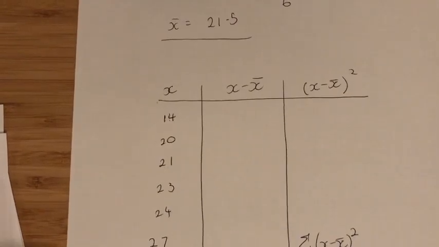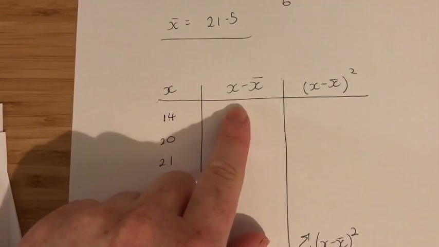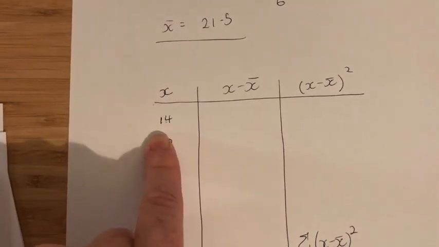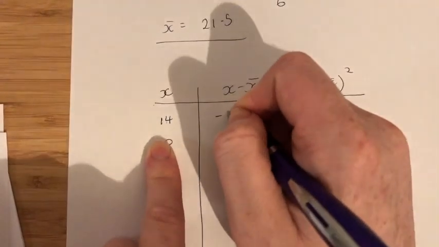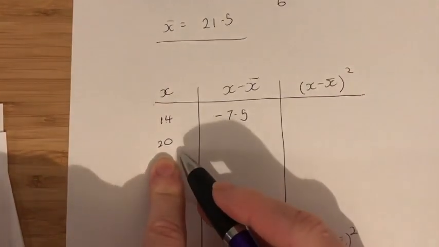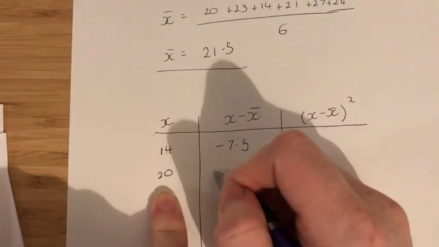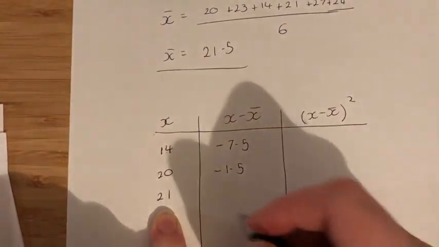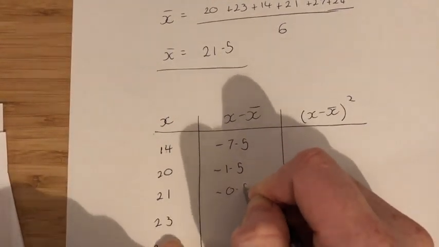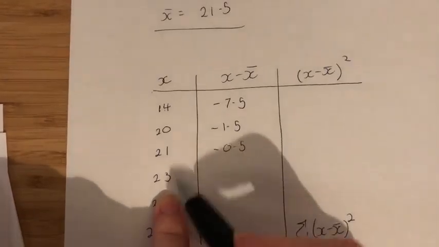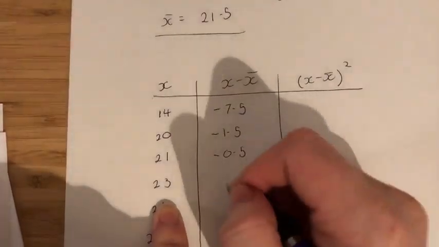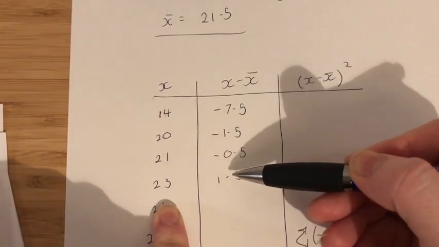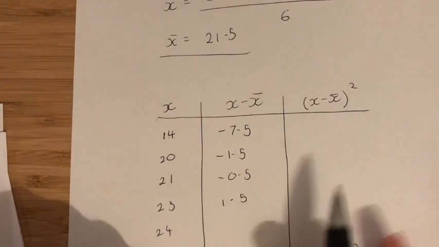So now we're going to do x minus the mean for each of these. So you start with 14 and you subtract 21.5. So we've got minus 7.5. 20, subtract the mean, minus 1.5. 21, subtract 21.5, minus 0.5. 23, subtract 21.5. We now go to positive. So when you write them in order, you know your first few are negative, then you go to positive and everything else will be positive.